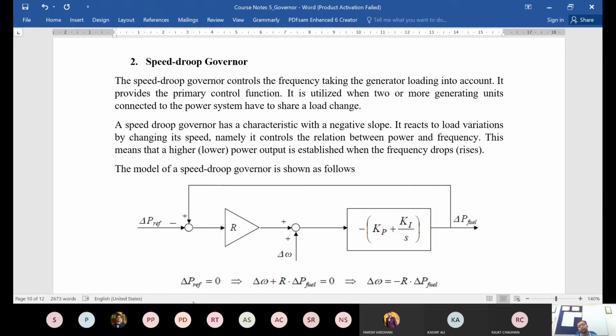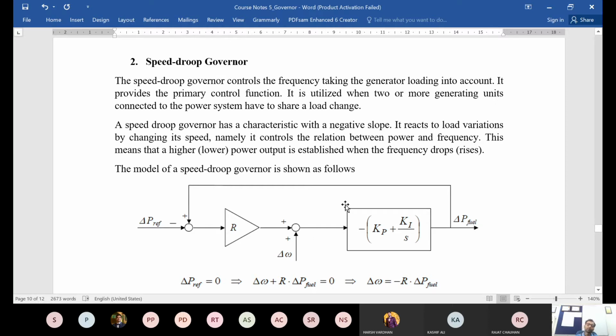So if you look at a simple example, suppose you don't want to change the delta P ref, if the setting of the reference power level is the same, delta P ref equal to 0. So what it will imply is that at this summer here, delta P ref is 0 and only delta P fuel is fed back, and this is positive, so it comes here straightforward. So at this summer, the thing coming from the left hand side is delta P fuel multiplied by R. So this delta P fuel into R is coming here, and then you have delta omega coming here, and both these are, as you can see, positive. So you get delta omega plus R times delta P fuel.